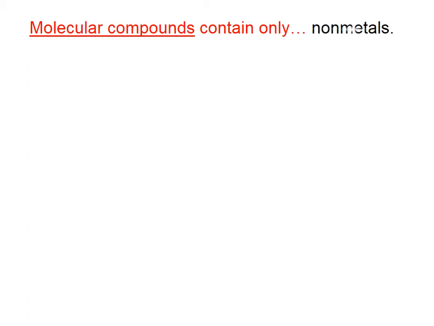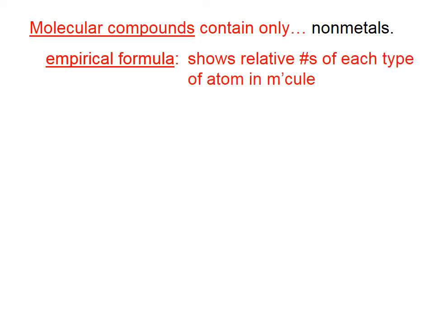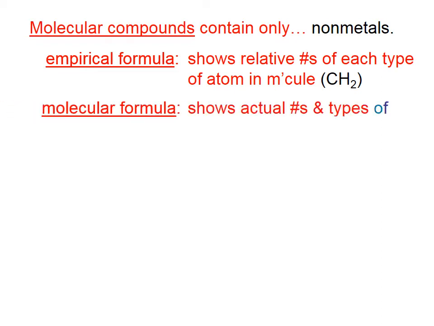Molecular compounds contain only nonmetals, no metals at all. Let's define empirical formula. An empirical formula shows the relative numbers of each type of atom in a molecule. This empirical formula shows that for every one carbon atom we have 2 hydrogen atoms. Now, the empirical formula doesn't tell us the precise number of carbon atoms or the precise number of hydrogens. It might be 1 carbon and 2 hydrogens, or it could be 2 carbons and 4 hydrogens, or 3 carbons and 6 hydrogens. All an empirical formula tells us is the ratio.